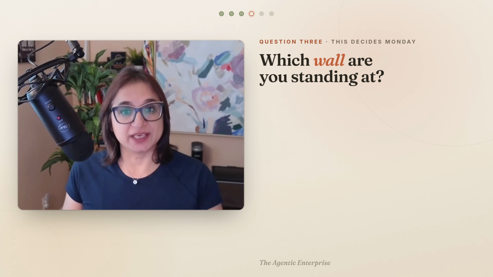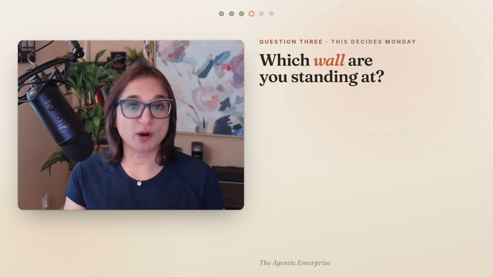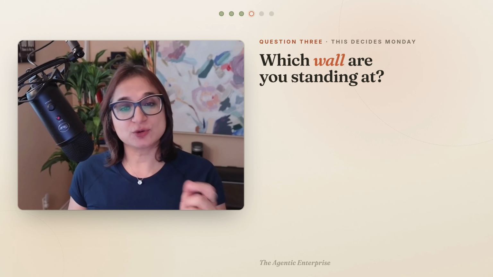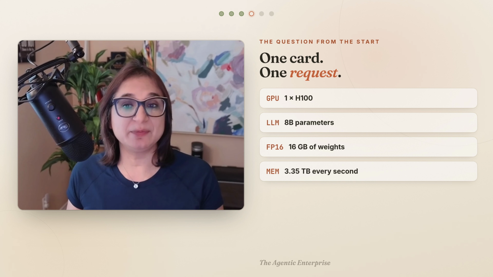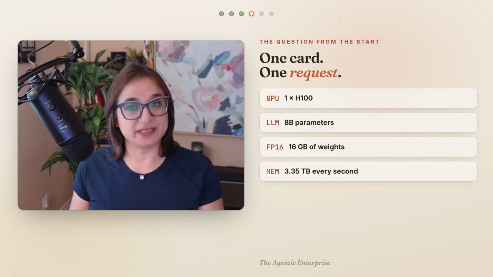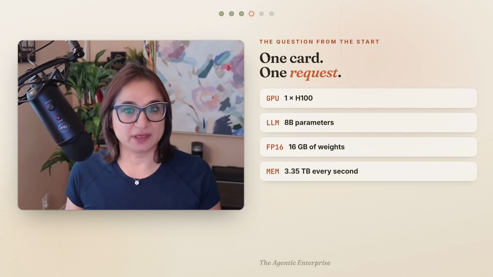So third question, and I think this is the one that decides what you do on Monday or any weekday. Basically, what wall are you standing at? And let us go and answer that question I left you with, because we now have everything we need for it. One H100, an 8 billion parameter model, and at 16-bit precision, that is 16 gigabytes of weights. One person waiting, nothing else on the card. So to write one word, the model reads all 16 gigabytes out of memory.